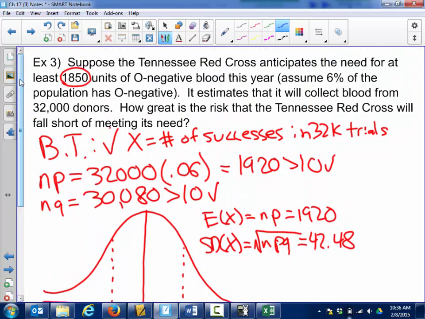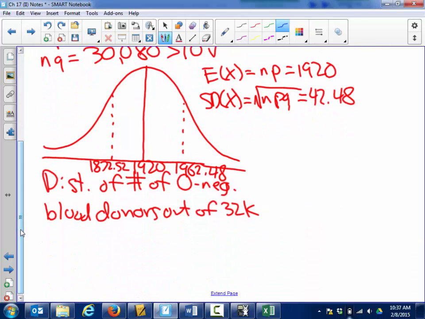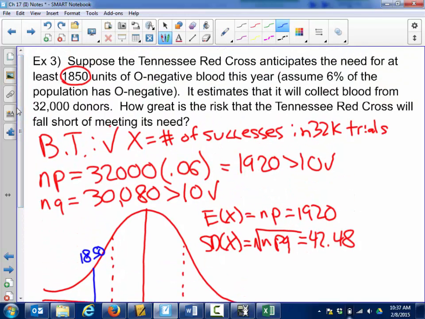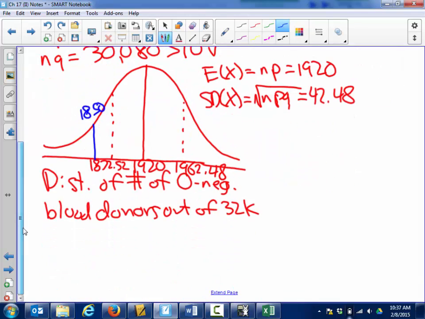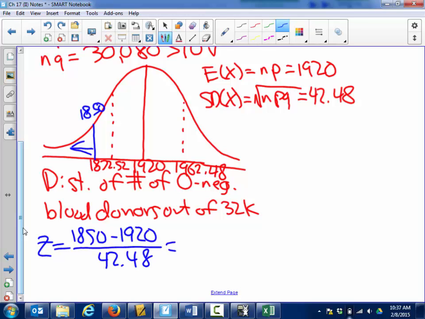Okay, so one standard deviation away to either side, you've got 1872.52 or 1962.48. Well, our cutoff value, the x value we care about, is 1850. We want to make sure we hit at least that number. So we're over here on the bell curve. They want the probability that we'll fall short of meeting the need. So we don't want the probability greater than this amount. We want the probability less than this amount.